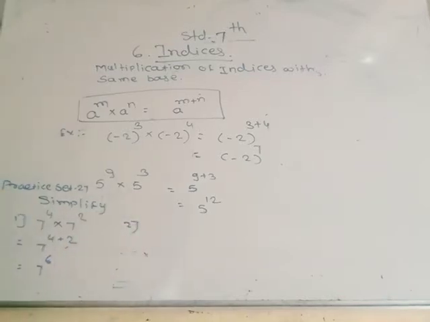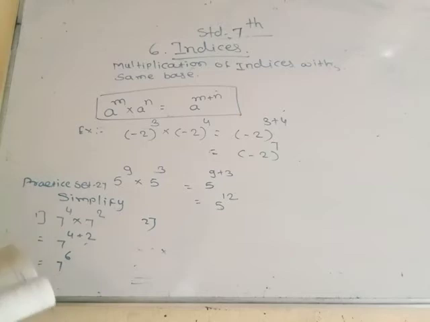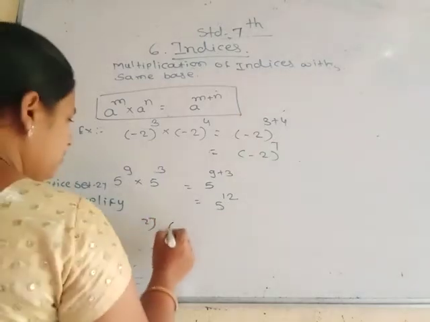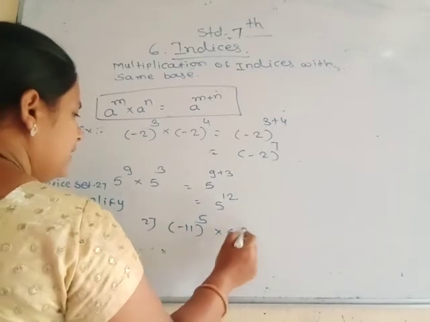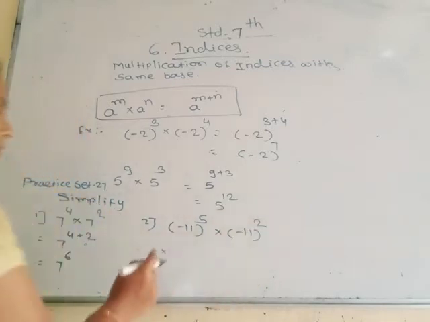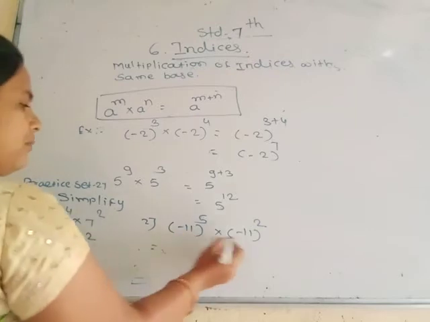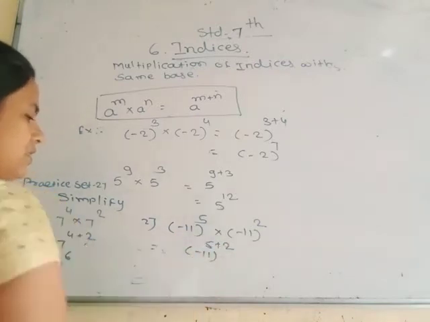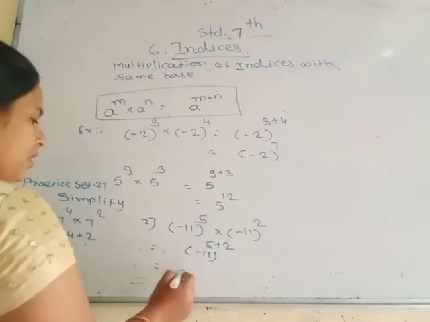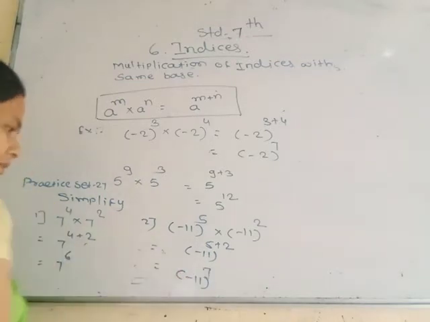Then the second one, see. Minus 11 raised to the power 5 into minus 11 raised to the power 2. Here also the base is the same, minus 11. Then you write the addition of these two numbers, 5 plus 2: minus 11 raised to the power 7.